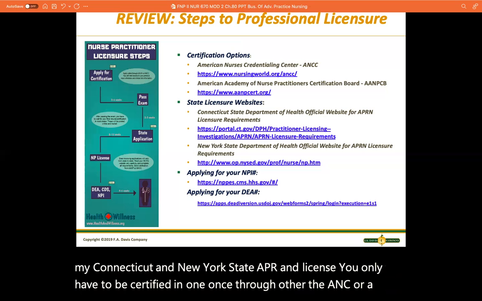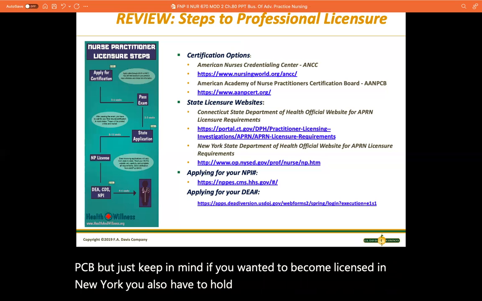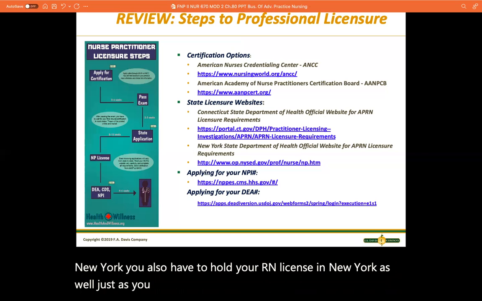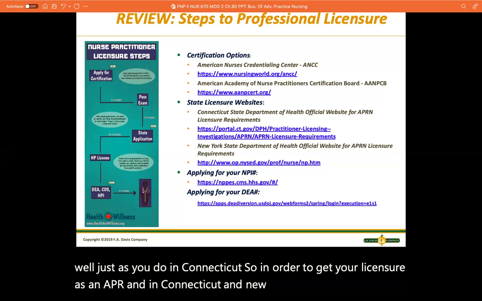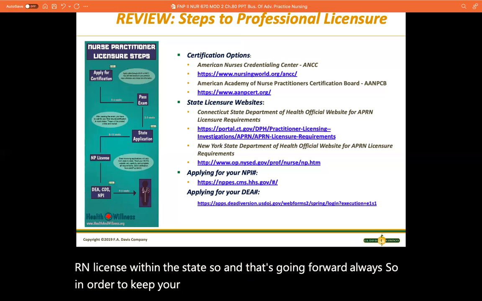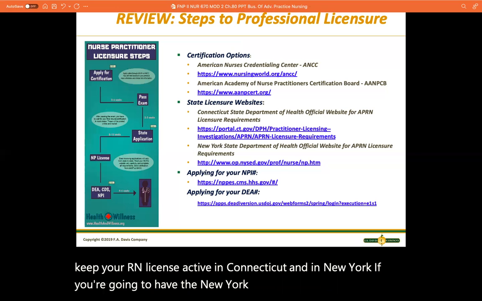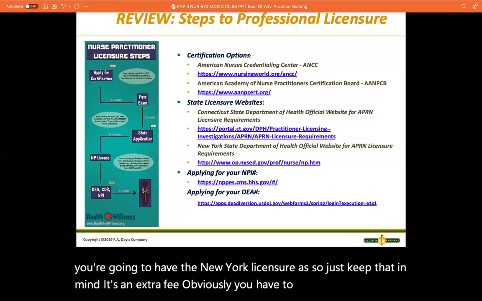But just keep in mind, if you wanted to become licensed in New York, you also have to hold your RN license in New York as well, just as you do in Connecticut. So in order to get your licensure as an APRN in Connecticut and New York, you have to hold your RN license within the state. And that's going forward always. So in order to keep your APRN license active, you also need to keep your RN license active in Connecticut and in New York if you're going to have the New York licensure as well. So just keep that in mind. It's an extra fee, obviously. You have to keep both in order to maintain your APRN license.